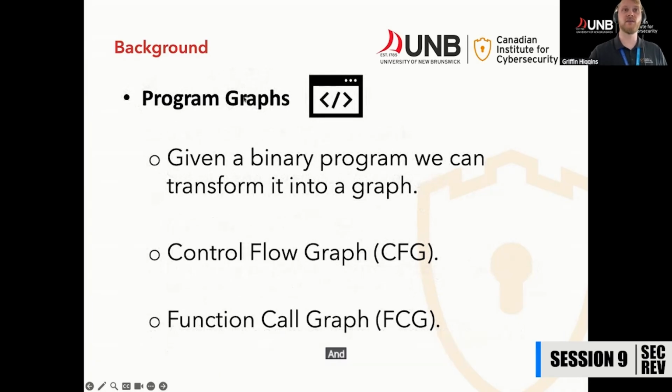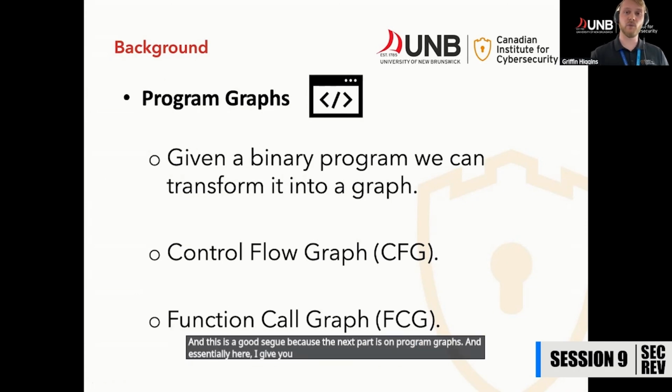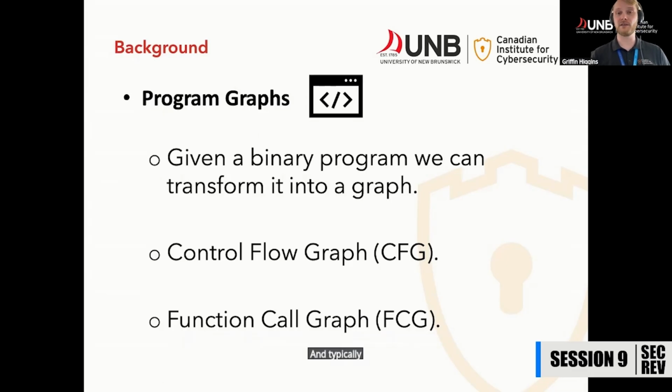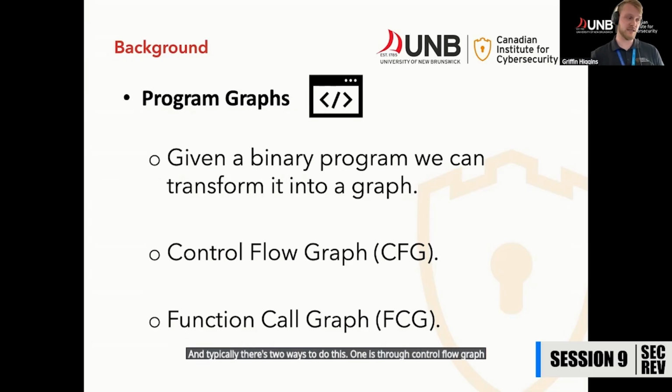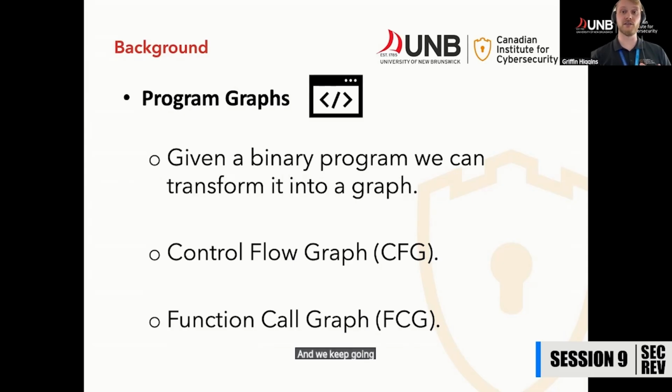And this is a good segue because the next part is on program graphs. And essentially here, I give you a binary program and I want you to transform it into some kind of graph. And typically there's two ways to do this. One is through control flow graphs, where essentially we take sequences of non-branching assembly instructions and we stick them into one node. And then whenever the code branches off, we create an edge to that other node and then have all of its assembly instructions. And we keep going until we've exhausted the whole program.